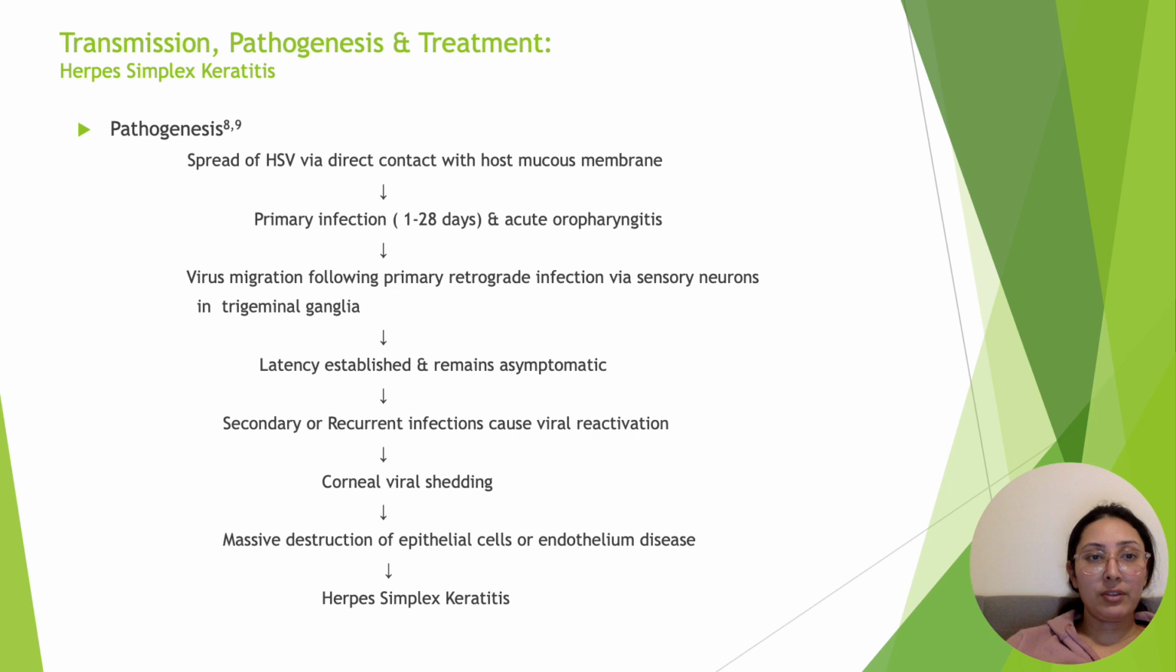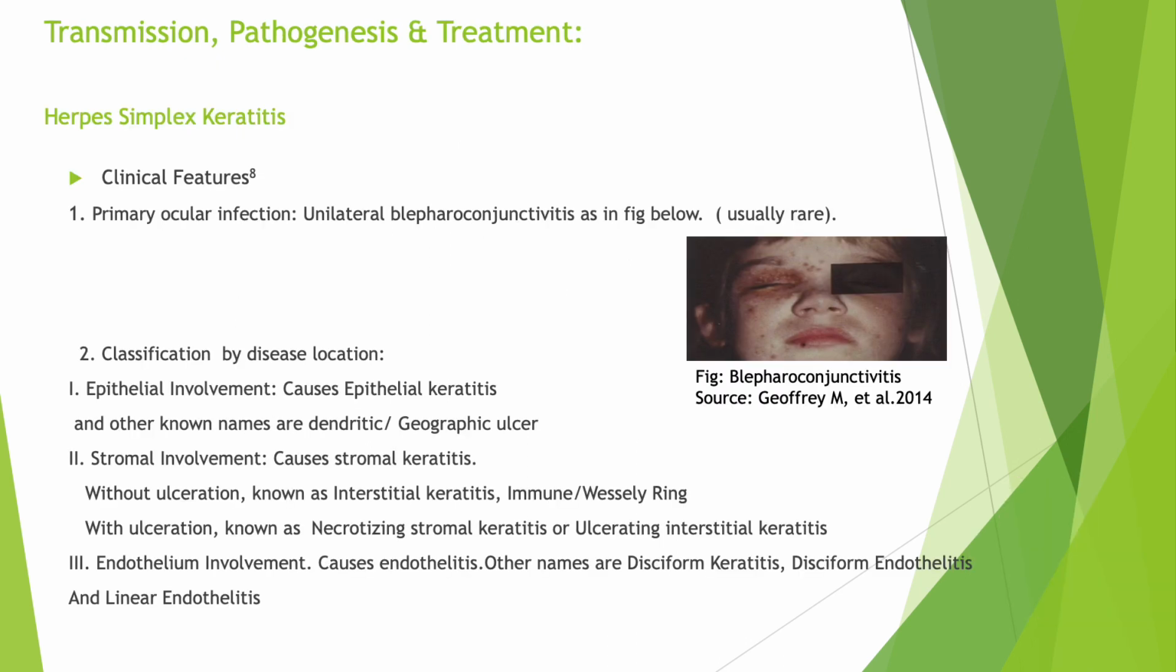Talking about the pathogenesis of the herpes simplex virus, first of all, there will be spread of the HSV due to direct contact, and there will be a primary infection. After that, the virus migrates, and then latency is established, and it remains asymptomatic. After that, it becomes a secondary or recurrent infection. Then this causes viral reactivation, and the virus will settle in the cornea, and this causes massive destruction of the epithelial and endothelial tissue, causing herpes simplex keratitis.